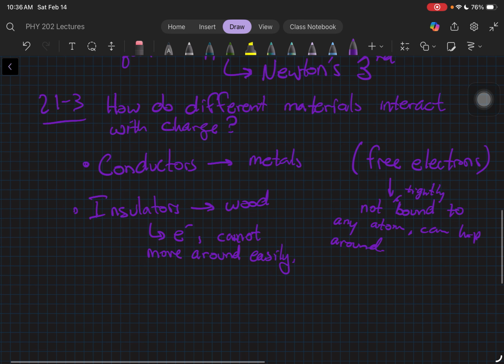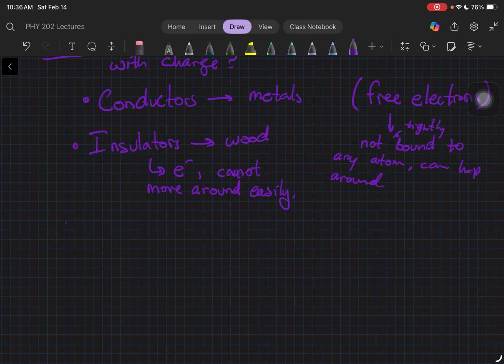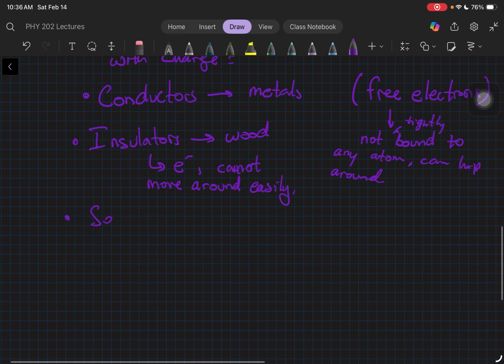Let's put some little bullet points up in here. We can also have like a semiconductor, which is where you're somewhere in between the two.